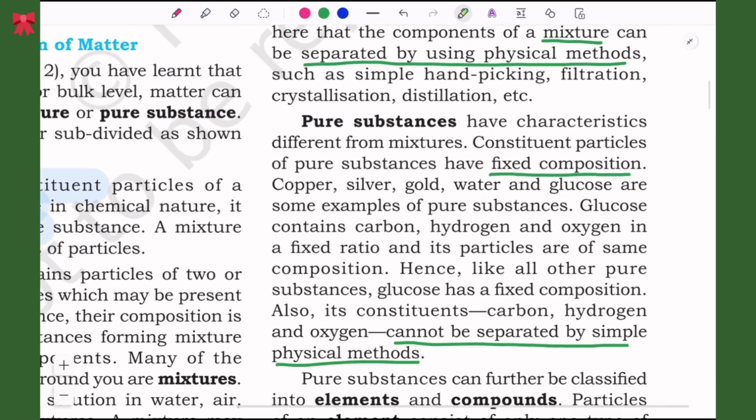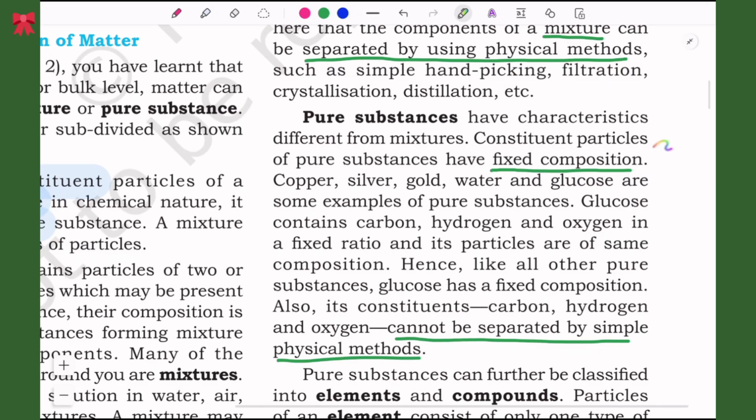But now when you talk about the pure substances, as we have discussed, they have got a fixed composition. That means it will be always fixed. Like for example, H2O, you will have the ratio of hydrogen to oxygen always 2:1. Carbon dioxide, the ratio of carbon to oxygen will always be how much? 1:2, and so on. That means it's going to be fixed.